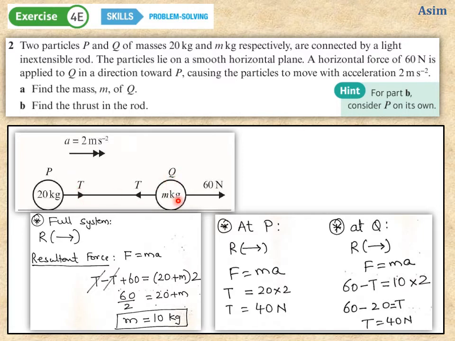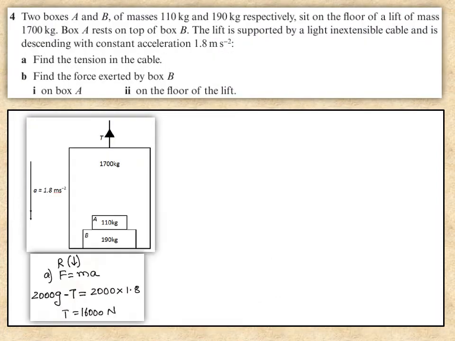So at particle Q you have two forces, 60 and T. 60 is in the same direction, T is opposite, so 60 minus T is mass, which is now 10 into acceleration, and you get the same answer, T as 40 Newton. Let's go to the next question.